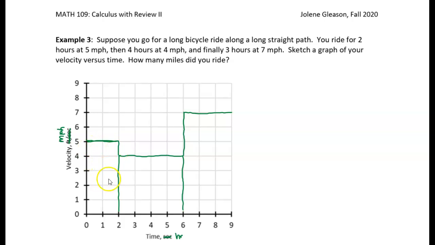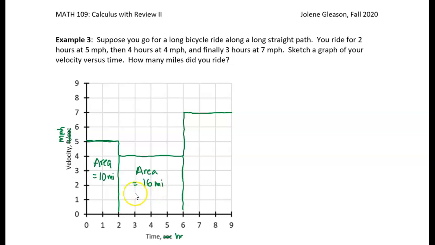For the first segment, we went 5 miles per hour for 2 hours, right? So the area here is 10 miles, right? We rode 10 miles during that time from our starting point. In the second segment, we went 4 miles per hour for 4 hours. So the area here is just 4 times 4, right? 4 by 4. So that's 16 miles.